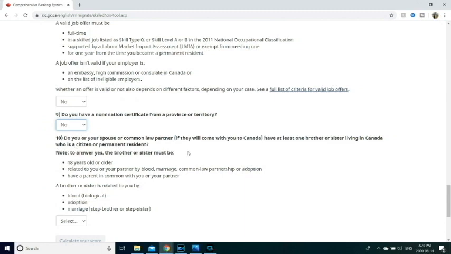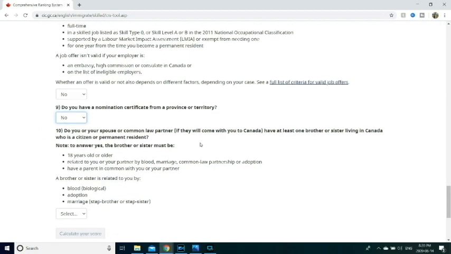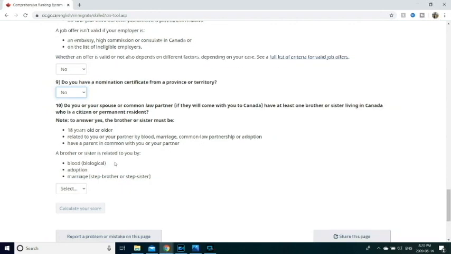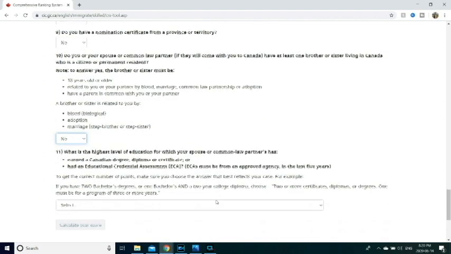Okay, this point is basically: do you have any brother or sister in Canada, you or your spouse, any real blood brother or sister? We are going to say no here because in most cases it is no.